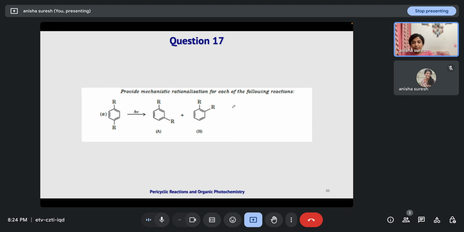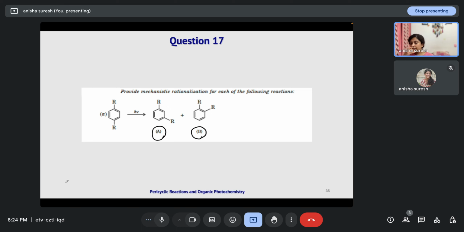Now moving to next question, that is question number 17. Provide mechanistic rationalization for each of the following reaction. So this is our starting material where the substitution is at para positions. Now under photochemical condition there is a scrambling of the substitution to meta position and ortho position. So how are we getting this A product and this B product? So that is the question.